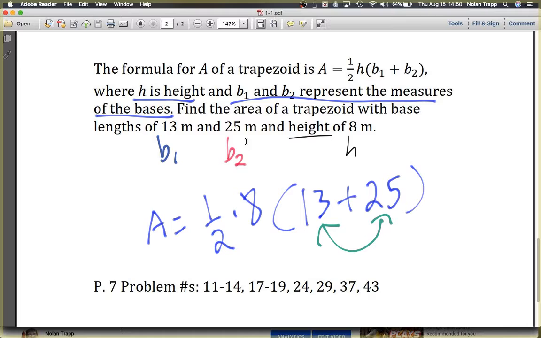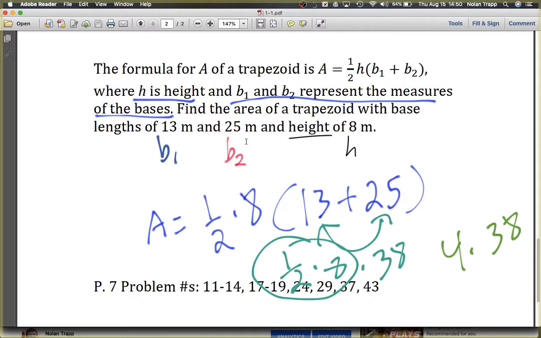So 13 plus 25 is my parentheses. So I add those first. You get 38 times 8 times 1/2. I like to deal with the half first because it makes my numbers a little smaller. So half of 8 is 4. Change colors real quick. 4 times 38. 120, I think that's 144. Is that right? Yeah, I'm pretty sure that's correct.